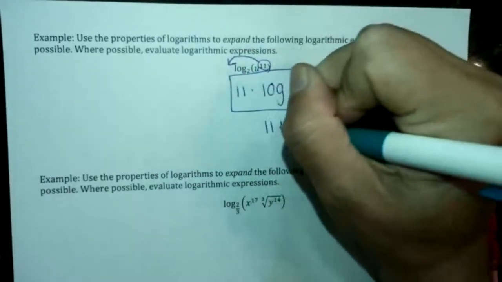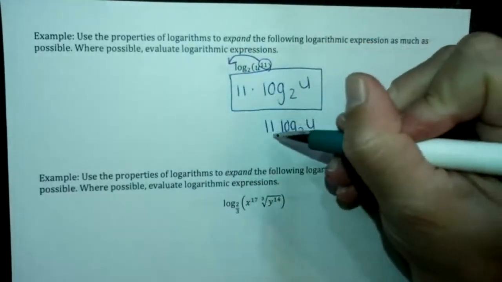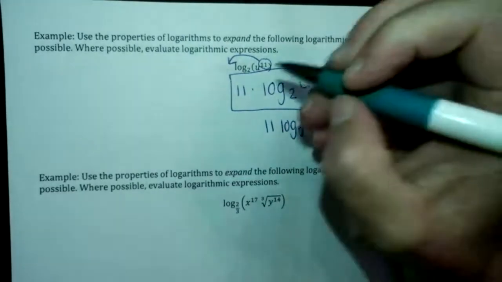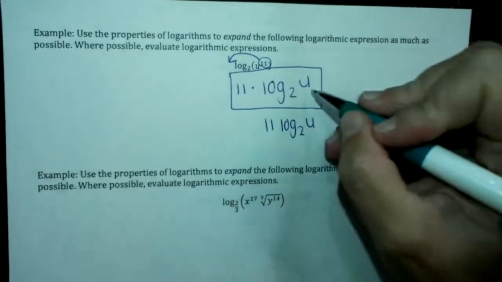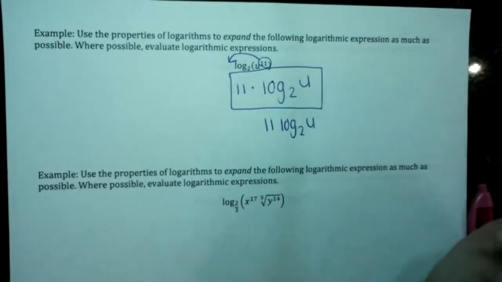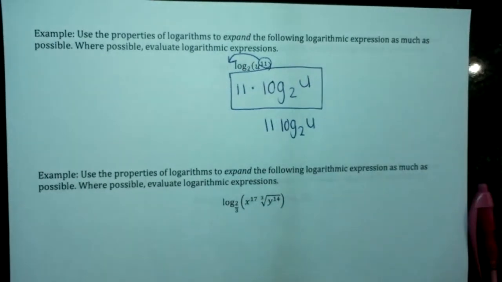I don't have to put that little dot, but it just kind of looks weird with 11 next to the log, so I wanted that little dot to help break it up. This is just u, so there's nothing else I could do with it, so just leave it like that.